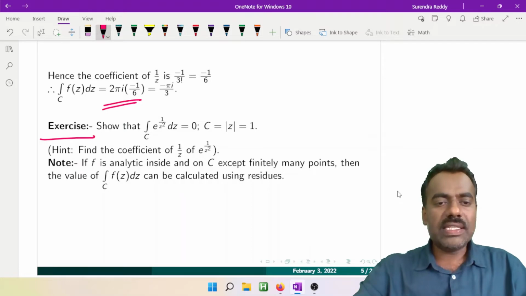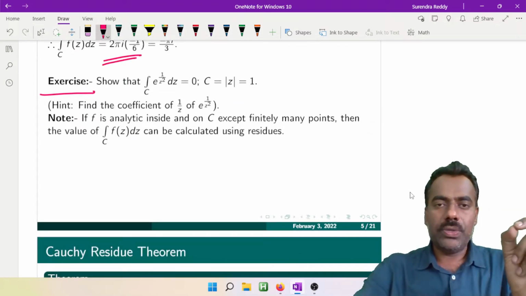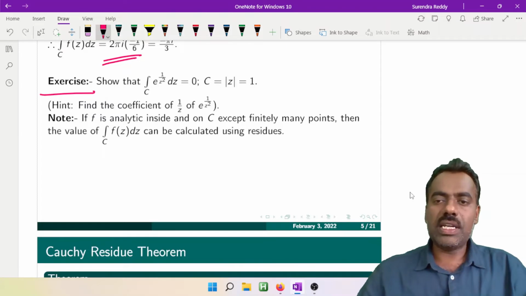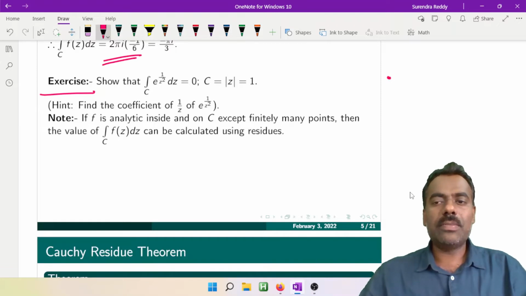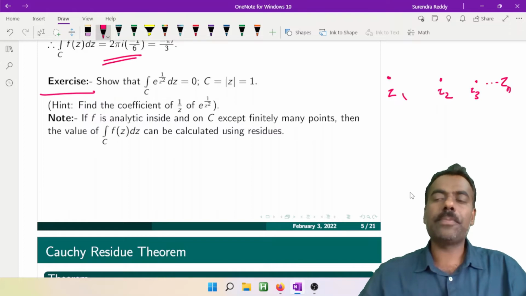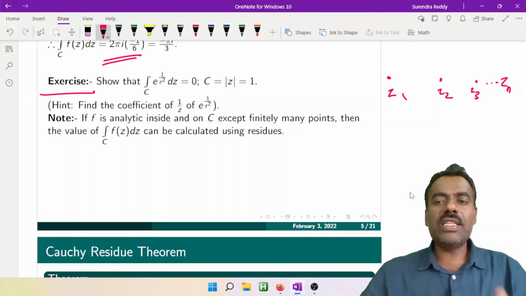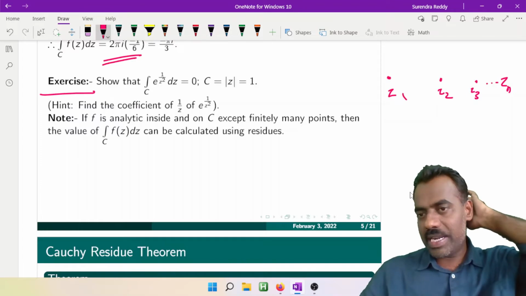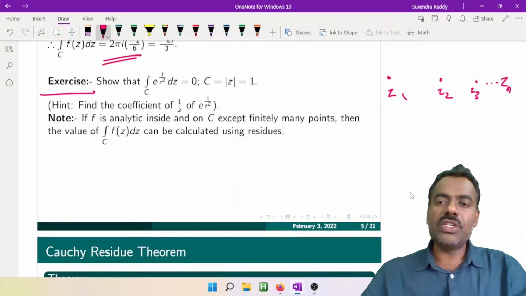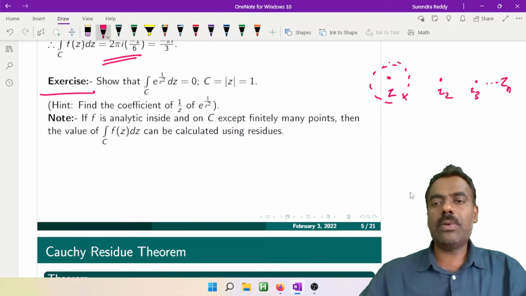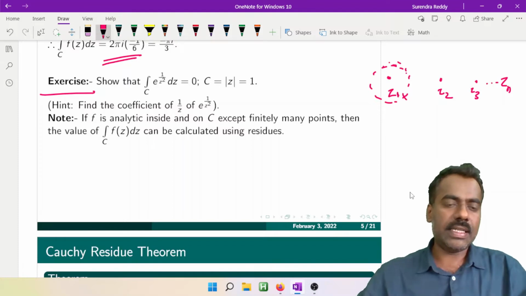You can take one more exercise for understanding. What we can observe here is that it is not just about one singularity. Suppose the function has more than one singularity, but finitely many: z1, z2, z3 up to zn. Then also we can find the integration of f of z using the residues. The residue at z1 we can calculate, the residue at z2 we can calculate, and so on, because we can find a smaller neighborhood where only z1 is the isolated singularity and no others are inside it.